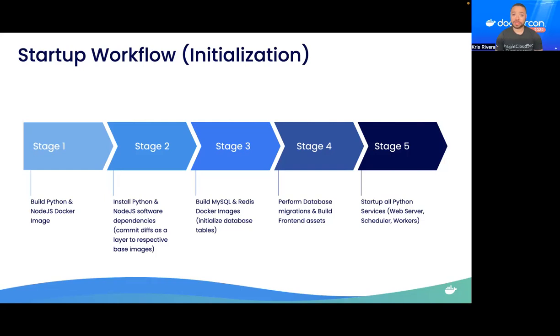Stage 2 is the software dependency stage, where the Python and Node.js containers will download all respective software dependencies for the first time. As with any first-time installation, this step takes a while to complete. Once they are complete, the layers are committed back to their respective Docker images and stored for future use.